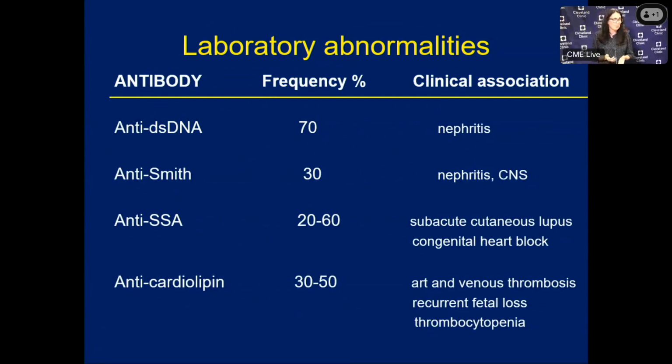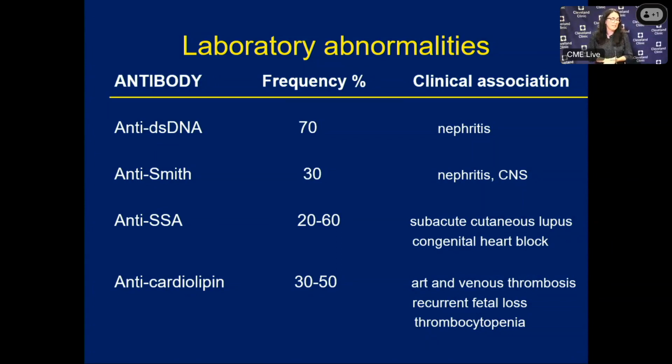Other laboratory abnormalities are interesting to mention because those antibodies may be associated with a higher frequency of certain phenotypes. For example, the anti-double-strand DNA may be seen in more association with the presence of nephritis in about 70% of the patients. The anti-Smith antibody is not commonly seen because it's only seen in about 30% of the patients, but is the most specific antibody in lupus and is more associated with nephritis and central nervous system involvement.